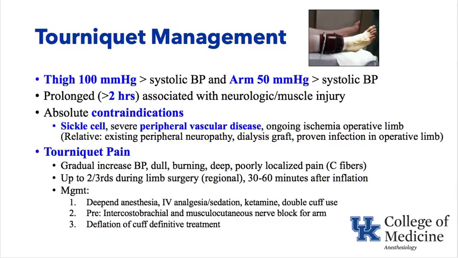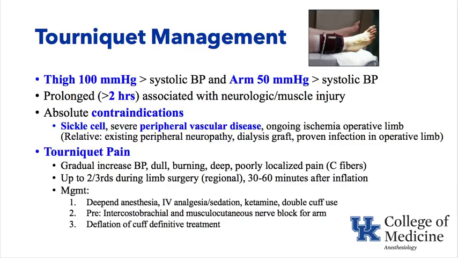When you inflate the tourniquet in an awake patient, over time they develop tourniquet pain. A gradual increase in blood pressure often occurs. A dull, burning, deep, poorly localized pain carried by C fibers is present. Up to 2/3 during limb surgery, and 30 to 60 minutes after inflation is when it characteristically occurs.